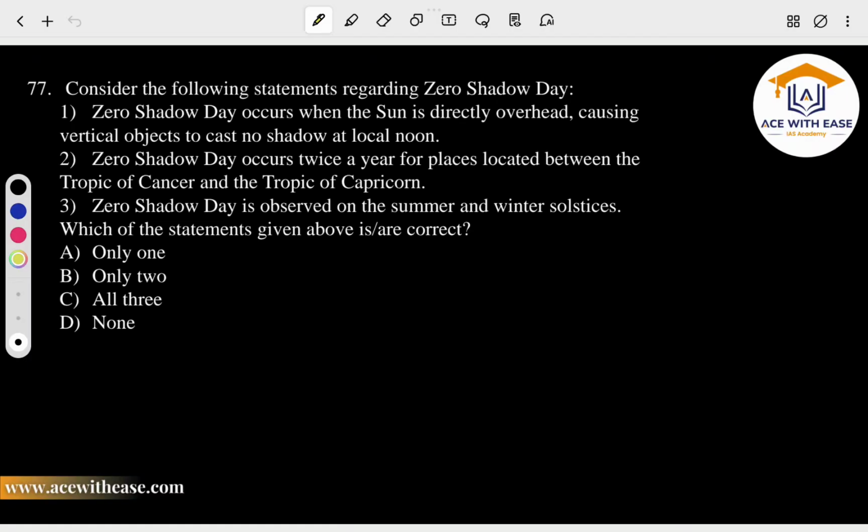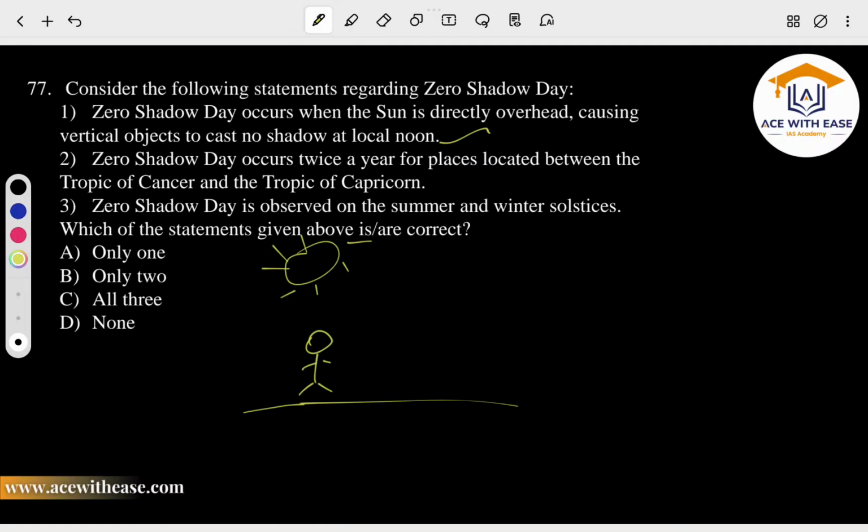Consider the following statements regarding the zero shadow day. Zero shadow day occurs when the sun is directly overhead, causing vertical objects to cast no shadow at noon. So this is correct. Generally we have the shadow falling, but on the zero shadow day we don't find any shadow falling from objects like poles, trees, etc.